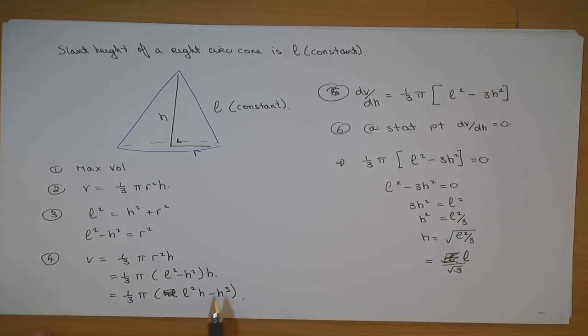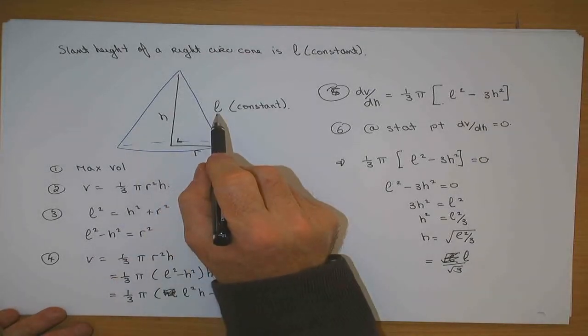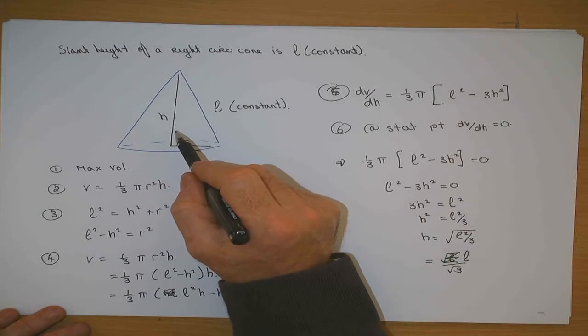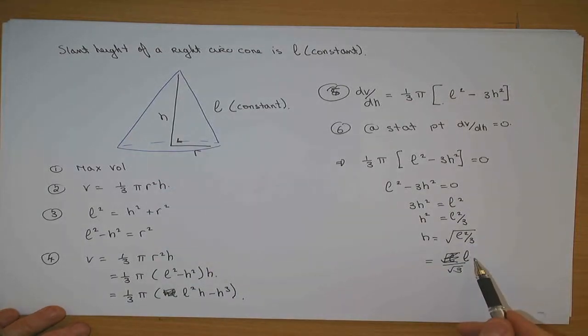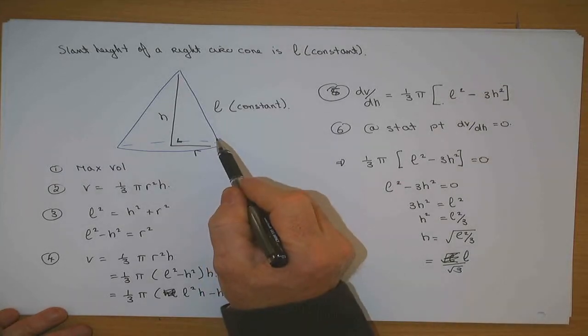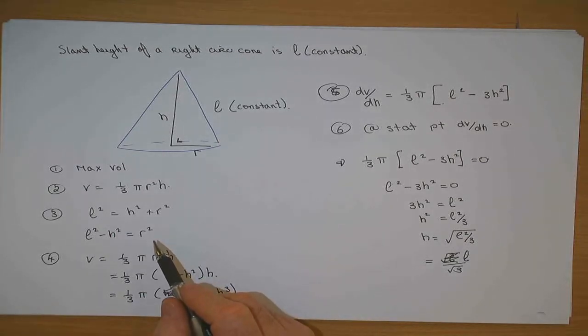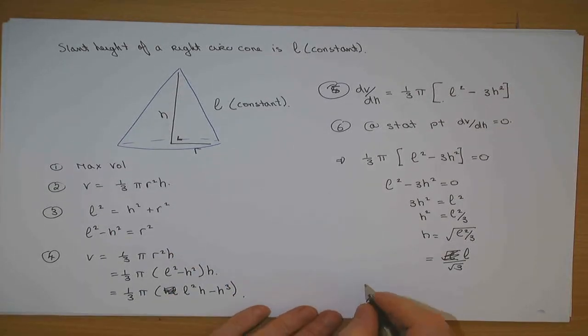Now, what have I found out that? Once you give me the slant height, what should the height be to maximize the volume? It should be the slant height divided by what? The square root of 3. That is the value that will give me the maximum volume on any cone if you give me what? The slant height. What would the radius be?